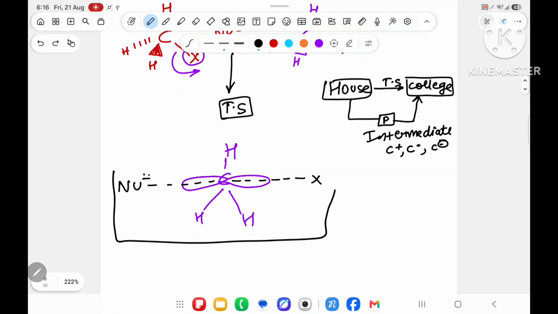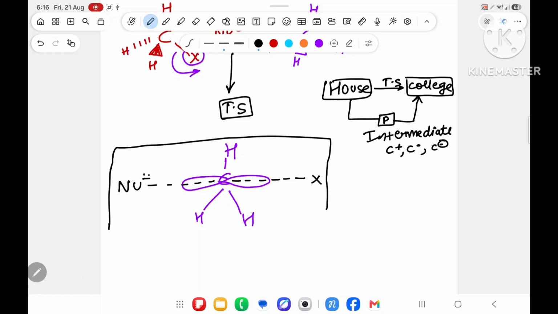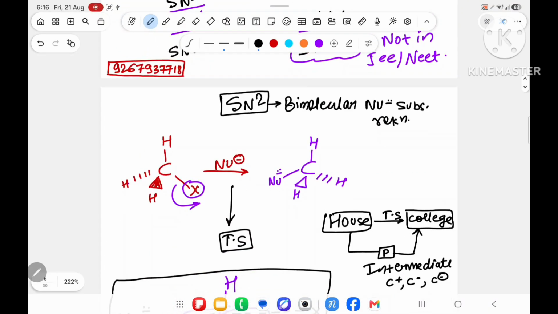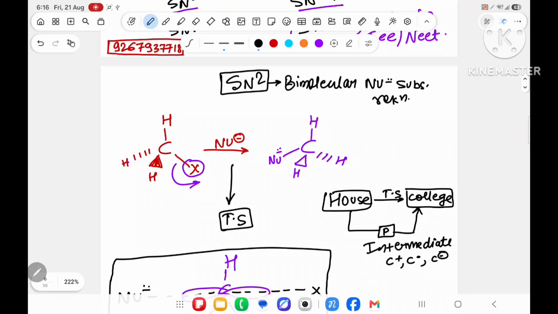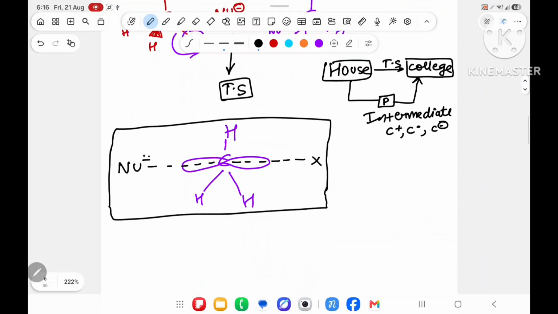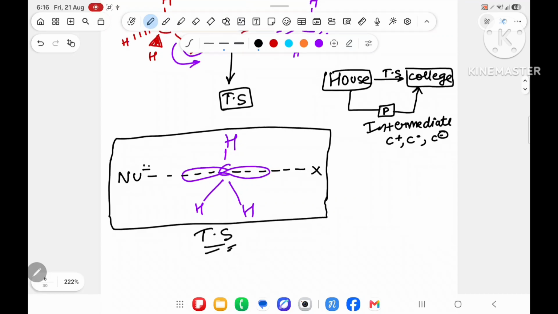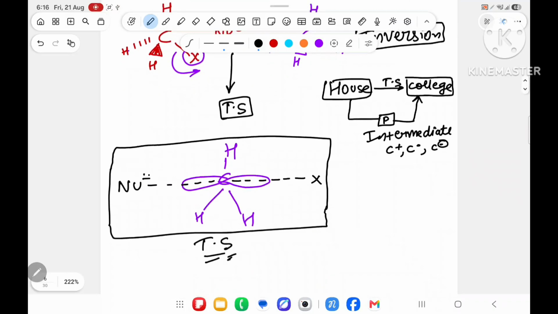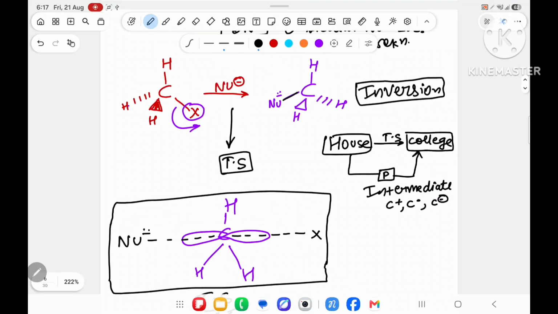Again, just wait. First of all, you understood what is meant by polar protic and polar aprotic solvent. After that, you understood nucleophilicity. After understanding nucleophilicity, I dictated nucleophilic substitution reaction. In nucleophilic substitution reaction, the first topic is SN2, bimolecular nucleophilic substitution reaction. In this part, this is the transition state. In this transition state, X is leaving and the nucleophile is attacking. So the nucleophile will always attack from the back side, so it will always form an inversion product. X is going outside, the nucleophile is attacking from the back side.